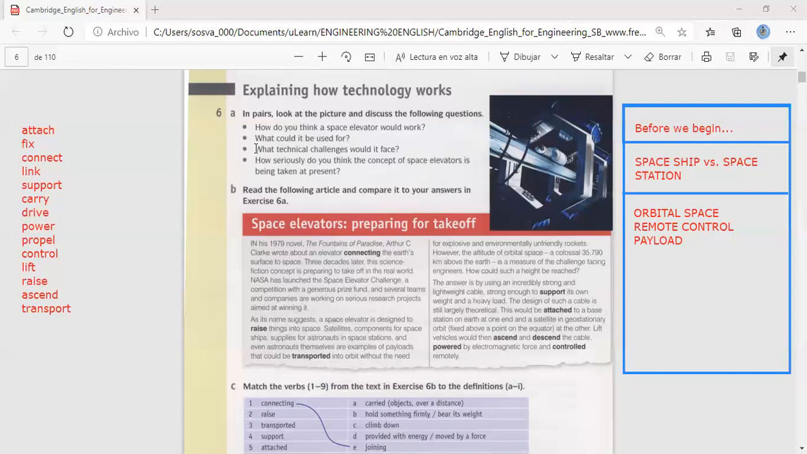How seriously do you think the concept of space elevators is being taken at present? We're in 2020. We already have electric cars, automatic cars, and stuff like that. So how seriously do you think the concept of a space elevator is nowadays? Do you think it's possible? Do you think it's crazy? Maybe it's not time. What do you think?